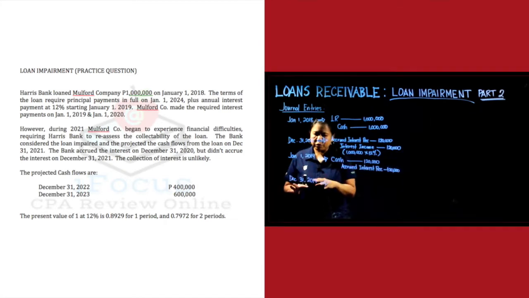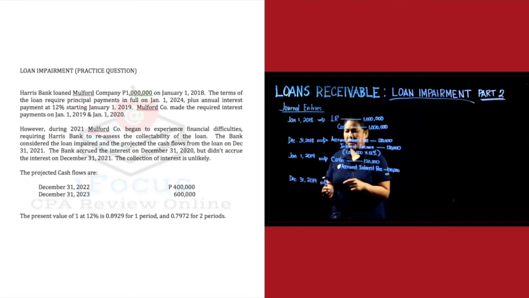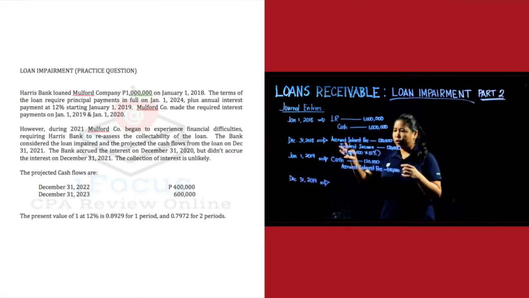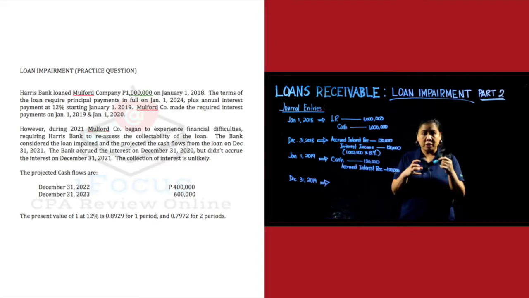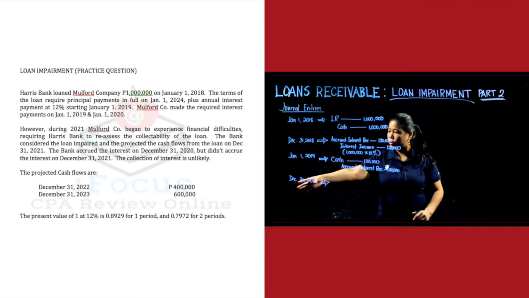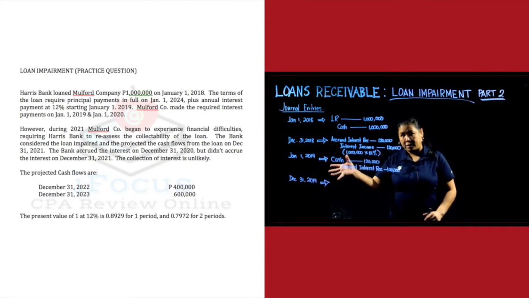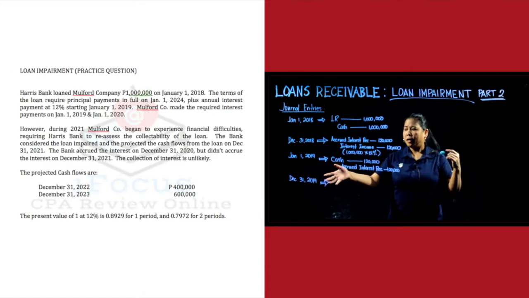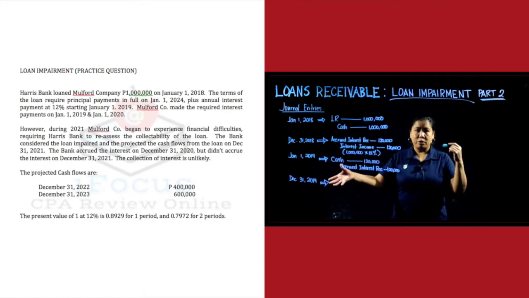So, here comes December 31st, 2019. Mag-a-accrue ulit si bangko ng accrued interest receivable na na-earn niyang interest income from January 1 up to December 31st of 2019. Okay? Ito namang interest income na ito ay ma-receive niya ng January 1st of 2020.